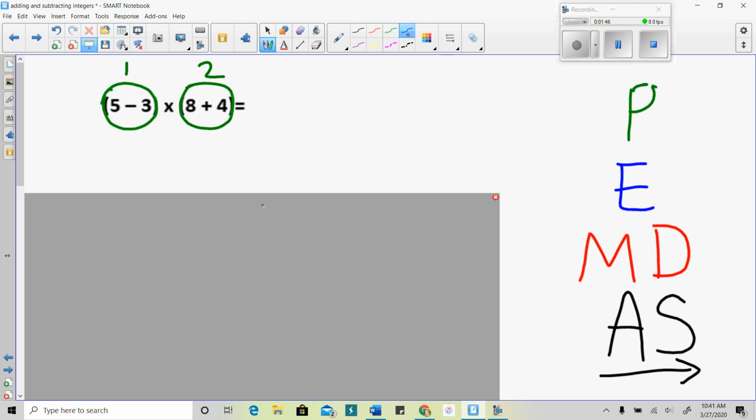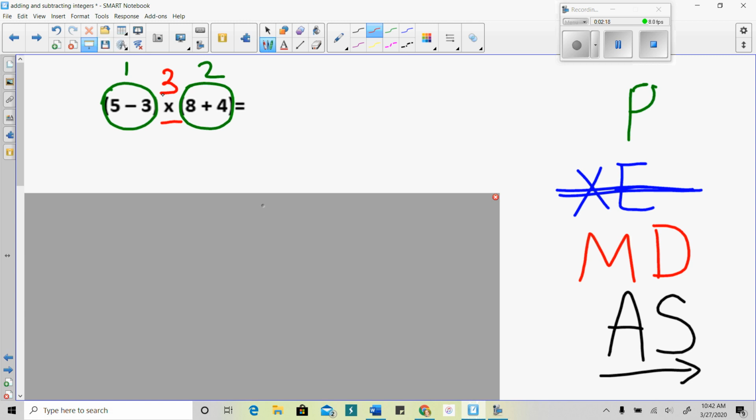Then I'm going to switch to my next color. Okay, so my next color is the blue. So I'm going to use that for exponents. Now we don't have any exponents. In fact, you won't have any exponents in the 5th grade. So we're not even going to use this one today. Now then I'm going to switch to my next color, the multiplication division. Now I do not need to look at anything that's inside the parentheses because those are already numbered. Do I see any multiplication and division? Yes, I do. I see one right there. That's going to be my third step.